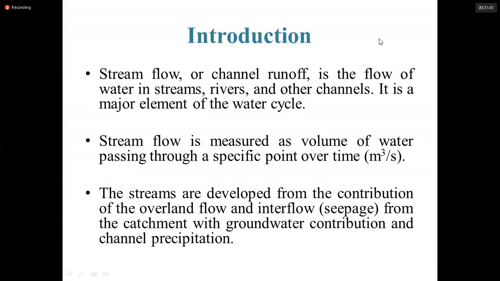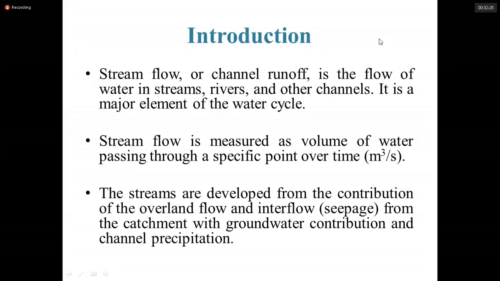So what do you think? Why is the measurement of stream flow important? Especially to predict floods. Sometimes with continuous precipitation, the streams and rivers get more water. At that time, a flood may happen. So the continuous measurement of stream flow is important to predict floods. And also for planning the optimum utilization of the water resource.